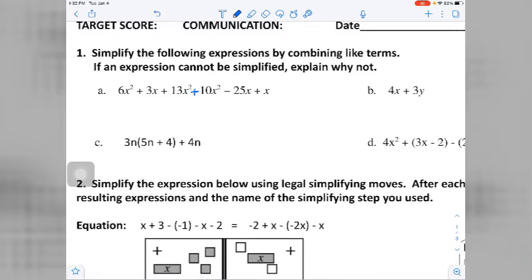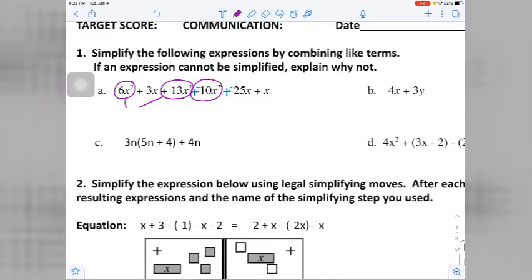We have to remember that we can still do keep, change, and some other things. So I always start with keep, change. That just makes it easier to move things around. But then after I do keep, change here, I can do 6x squared. My other terms that are along with 6x squared, I can add 13x squared. I can add negative 10x squared. Those are all x squareds.